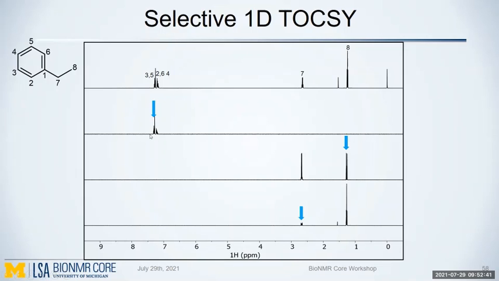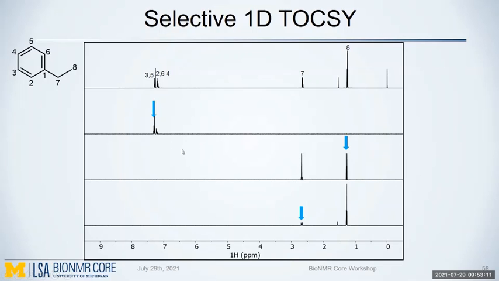In this experiment, I selectively excite the peak I'm interested in. Here I excite 3 and 5. And then in this 1D TOCSY spectrum, I see that peaks 2, 6, and 4 showed up, indicating 2, 6, and 4 are correlated to 3 and 5 in this 1D. And this experiment I run is just like 1 minute. I think if I increase the number of scans a little bit more, I might see another correlation peak show up here from 7 correlated to 3 and 5.